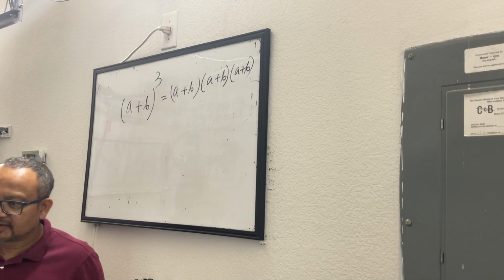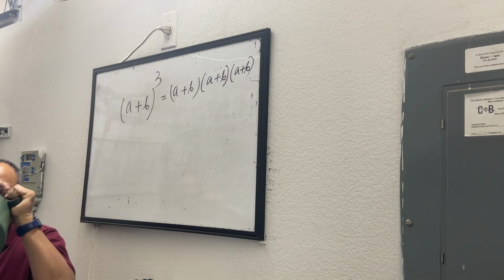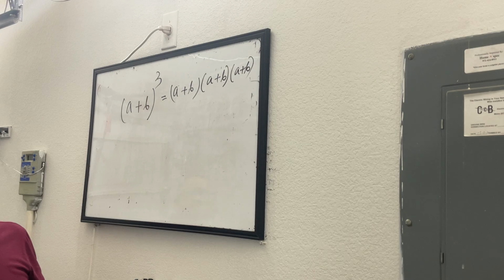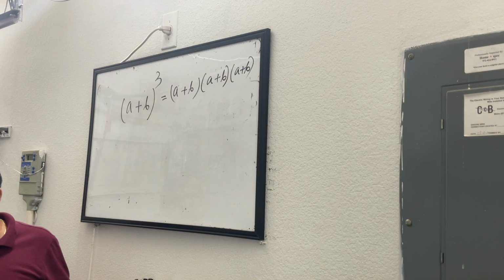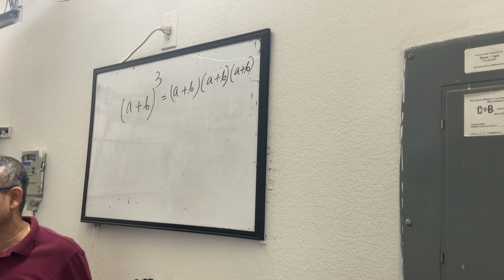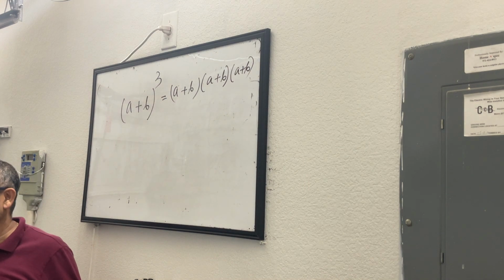Yep. I got a squared times a plus b plus a plus b. A squared times a plus b, a squared times a plus b plus a plus b. Do it one more time. I'm not convinced yet. I want you to knock off all the brackets.